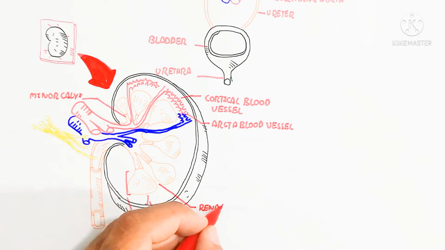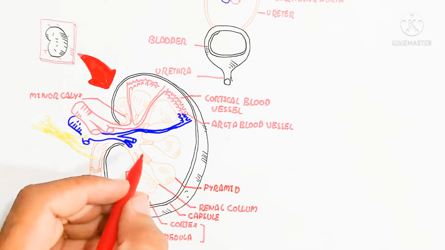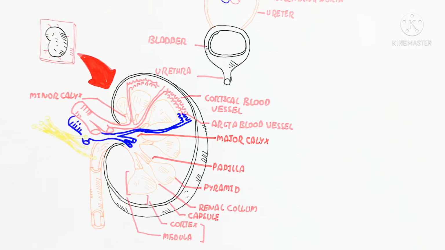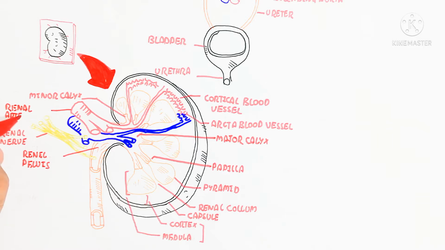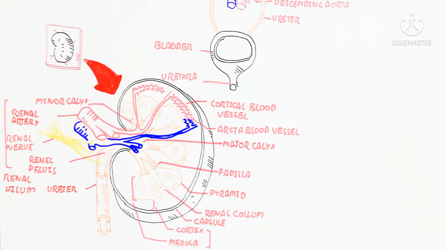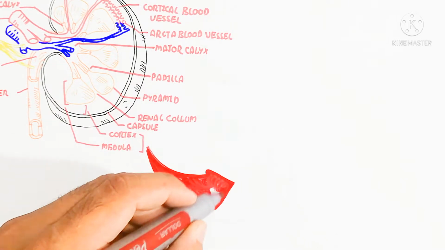Here is the renal column, and that is the capsule, as well as the pyramid, and here is the papilla. The papilla provides the collecting duct, the major calyx and the minor calyx. The minor calyx releases the urine after filtration, and the major calyx collects it. After the major calyx, the urine enters the renal pelvis, then moves into the ureter and ultimately goes into the bladder. So that is the structure of the kidney.